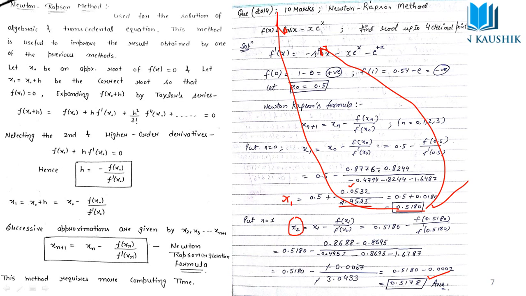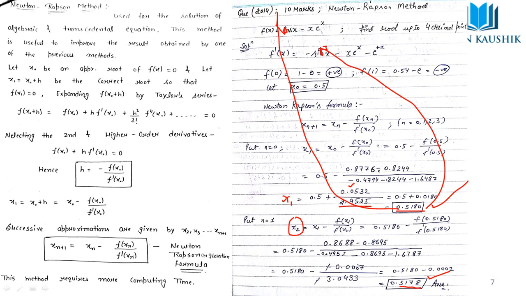So I have solved this problem and got the answer up to 4 digits, 5178. So that is 0.5178. We have got the answer. So this is a very simple question, Newton-Raphson method. Very simple questions are asked in UPSC from this portion of numerical methods.